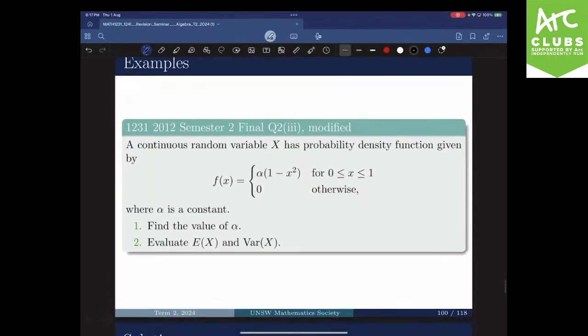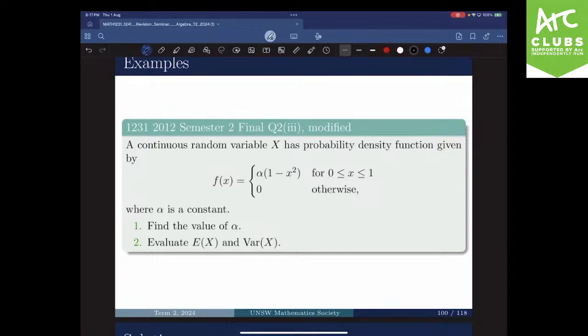Yep, so here are some examples for this. Continuous random variable x has the probability density function given by f(x) equals alpha times (1 minus x squared) for x between 0 and 1, and 0 otherwise. And you want to find the value of alpha, right? So how do we find the value of alpha? We know the integral from negative infinity to infinity should be equal to 1, right?